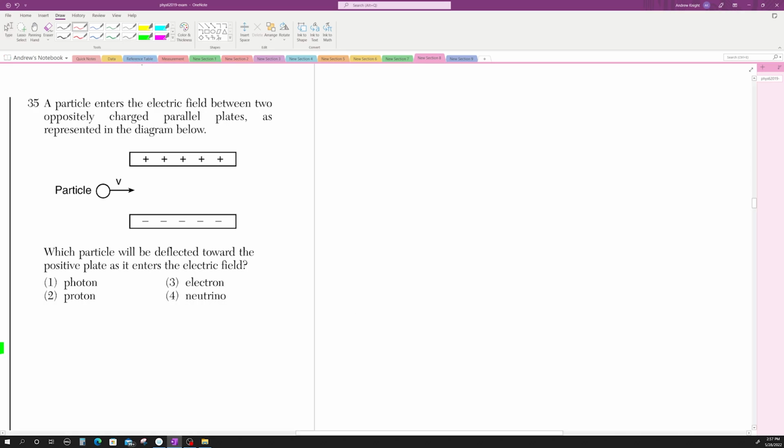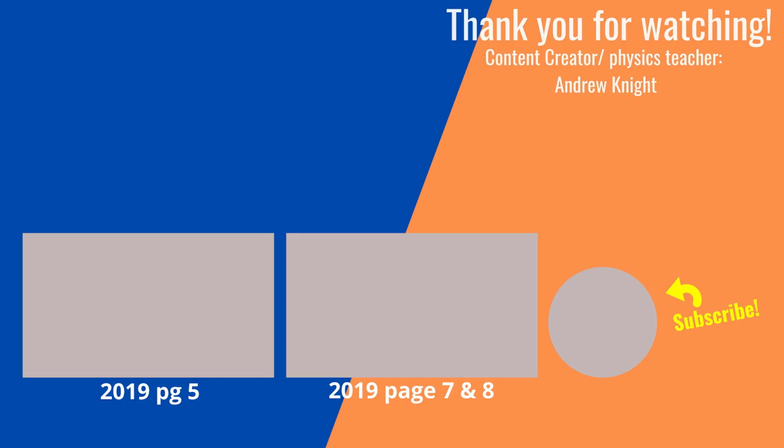Question number 35. A particle enters an electric field between two oppositely charged parallel plates. Which particle will be deflected toward the positive plate? Well, a particle, if it's going to move toward the positive plate, has to be negative. Why? Because opposites attract, and what's charged negatively? An electron.